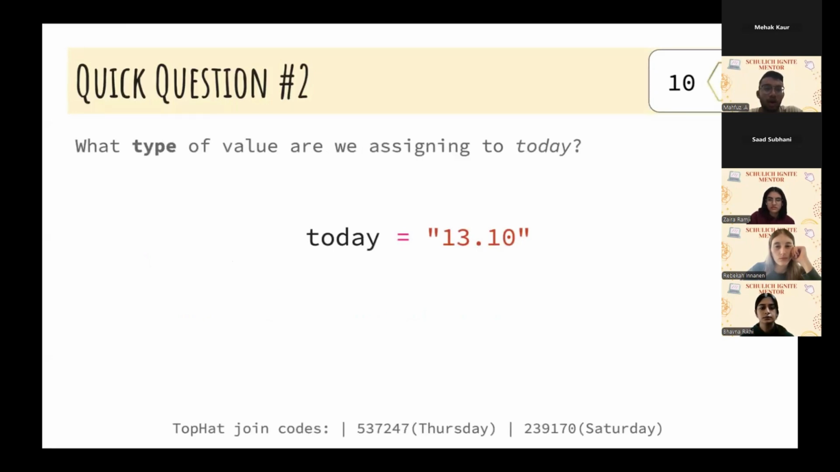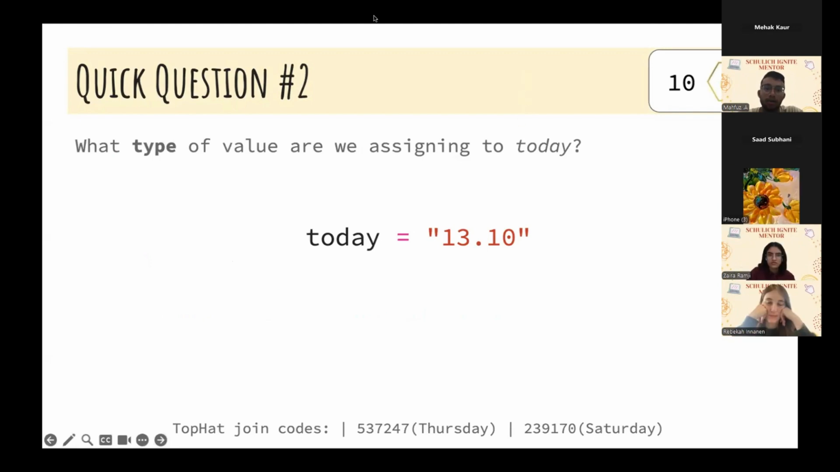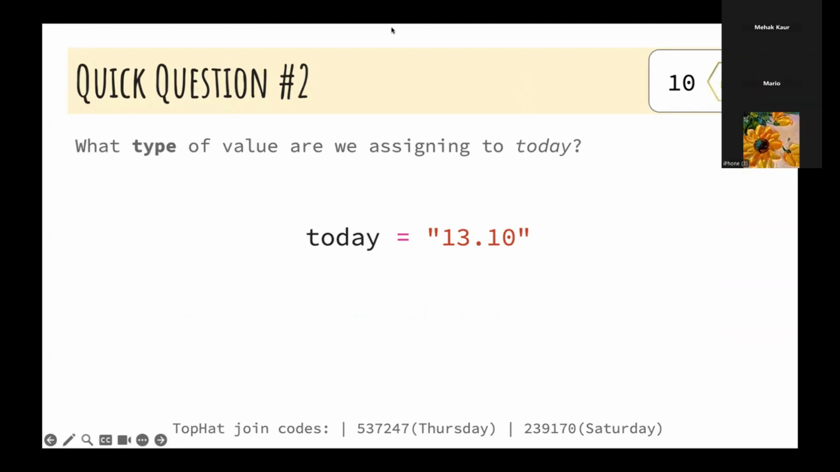Quick question. What type of values are we assigning today? Yes, it is correct. It's a float. That's awesome. Okay. Well, are we so sure about that? I see double quotes on the number.